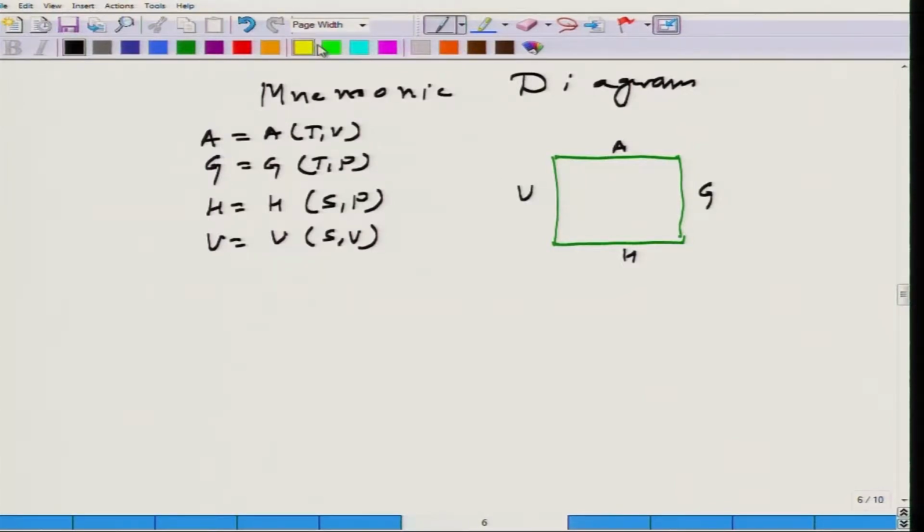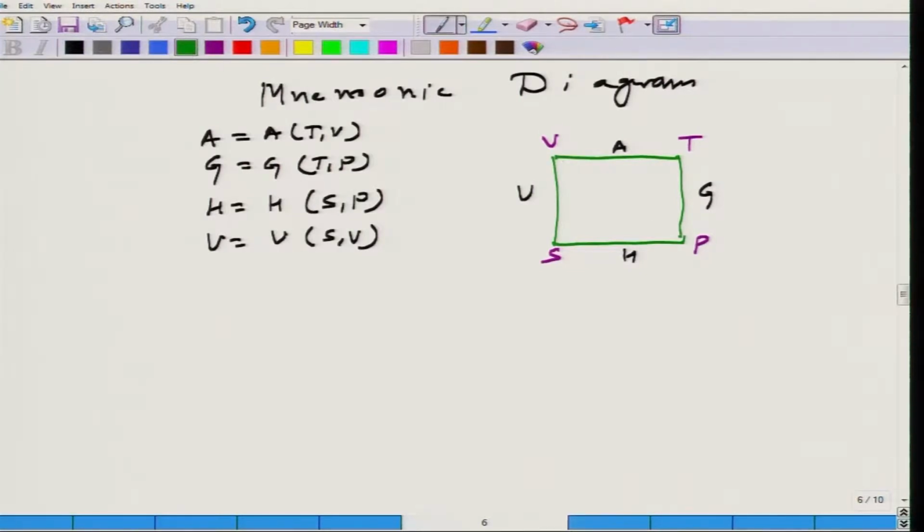Now A is connected to T and V, and G is connected to T and P. So T is the common vertex. T is here, V is here. Now here is T, and of course G's independent variables are T and here has to be P. H is P and this has to be S, and of course U is V and S. So the key was to make sure that we have a connected corner between A and G. AGUH was used.